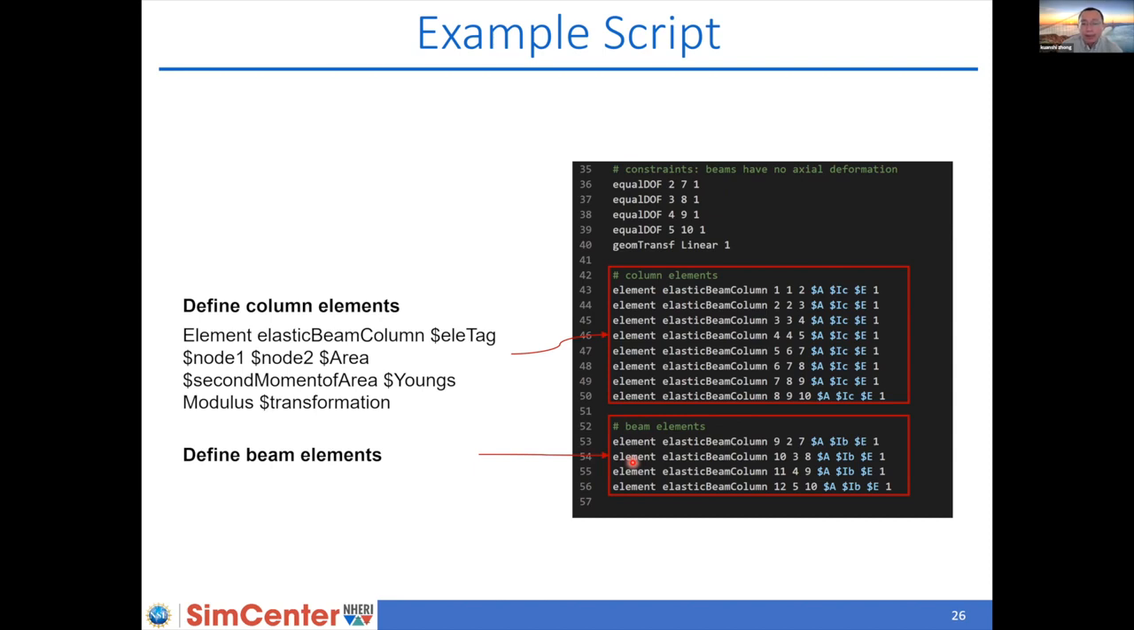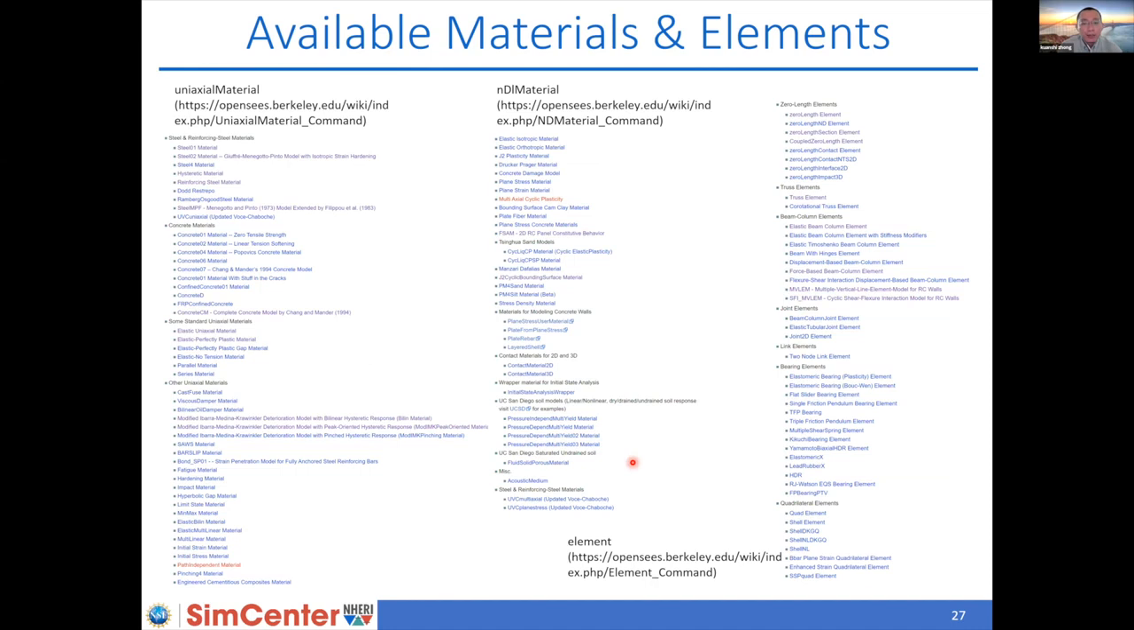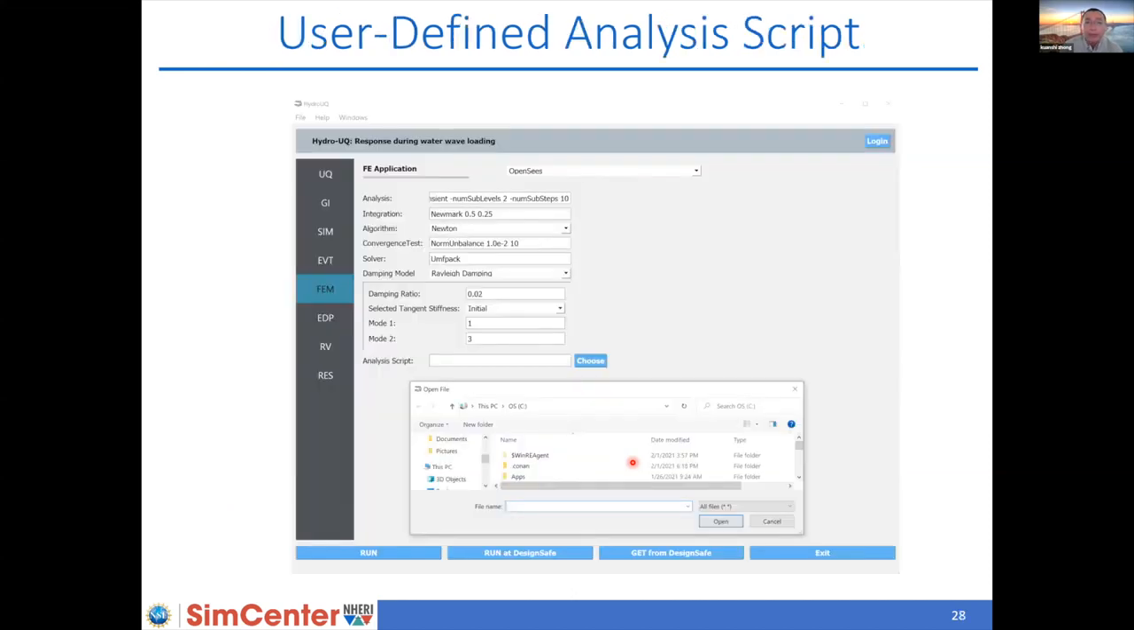Limited by time, I cannot really dive into the details of all these commands and other possible materials and elements. I just want to mention that OpenSees has detailed online documentation, the OpenSees wiki, for users to check and to explore possible material types and element types to model the building responses. And coupled with this user-defined structural model, the user can also upload his or her analysis script. And here, let me see what.